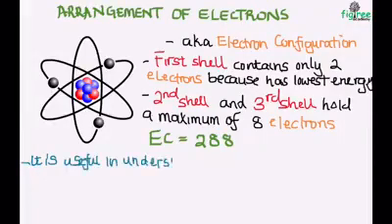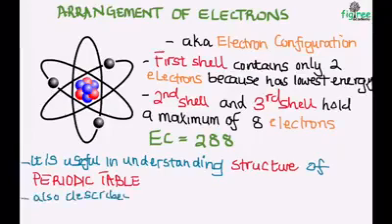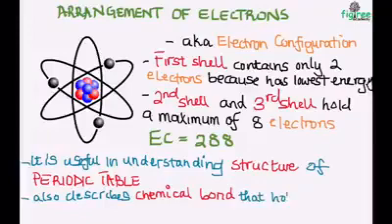So knowing the arrangement of electrons is useful in understanding the structure of the periodic table. As we shall see, it also describes the chemical bond that holds atoms together.